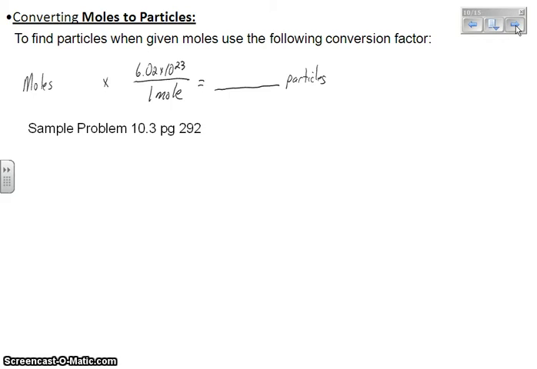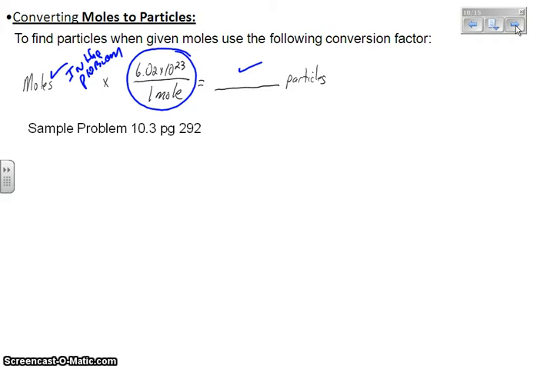So this number right here, this information is in the problem already. Okay? This conversion factor is something that you're going to have to memorize. This is what we're calculating for. So let's take a look at page 292, sample problem 10.3. I'll give you a second to get there.